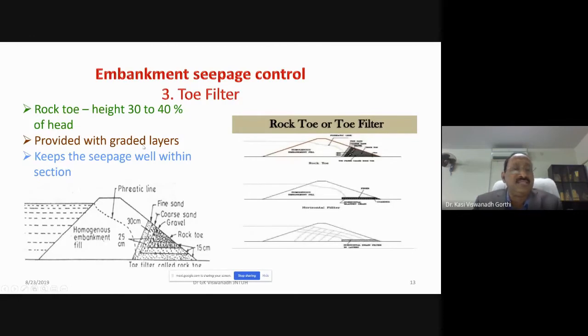So this is the graded layer. You have several grades of material which have been provided here. So graded layers will be there and keep the seepage well within the section. The height, 30 to 40% of the head of water, will be provided. So this figure also shows you the location of the rock toe or the toe filter, which is provided at the toe portion with certain graded layers.